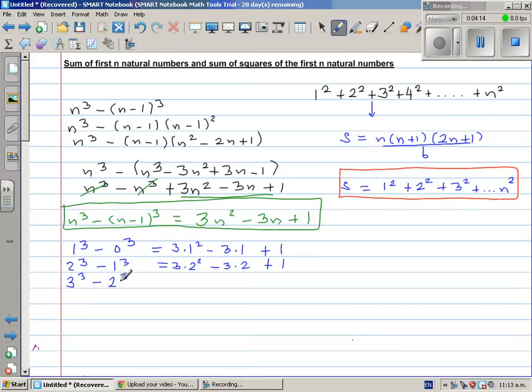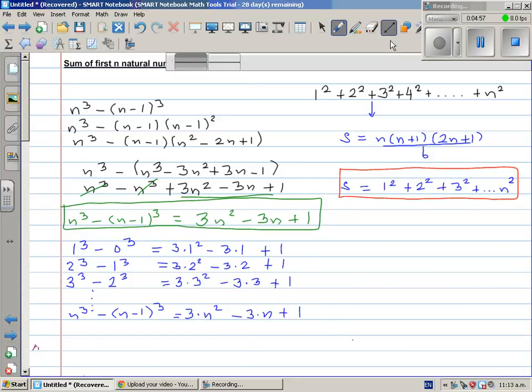So if it is 3 cubed minus 2 cubed, which is 27 minus 8, 27 minus 8 is 19. So it is 3 times 3 squared minus 3 times 3 plus 1. Okay, so if you continue this pattern, we can write n cubed minus (n minus 1) the whole cube. We already know the formula would be 3 times n squared minus 3 times n plus 1.